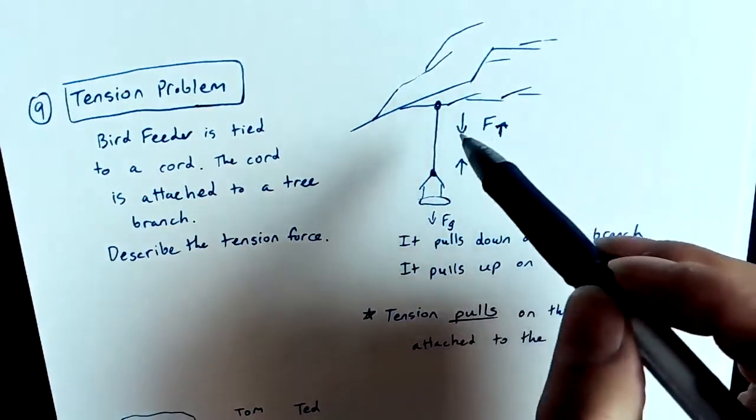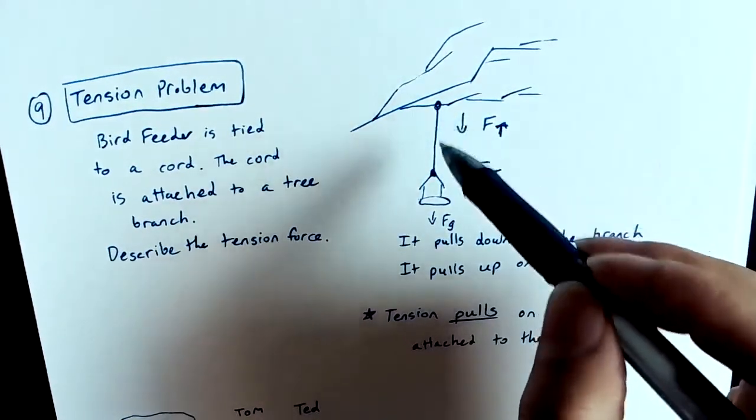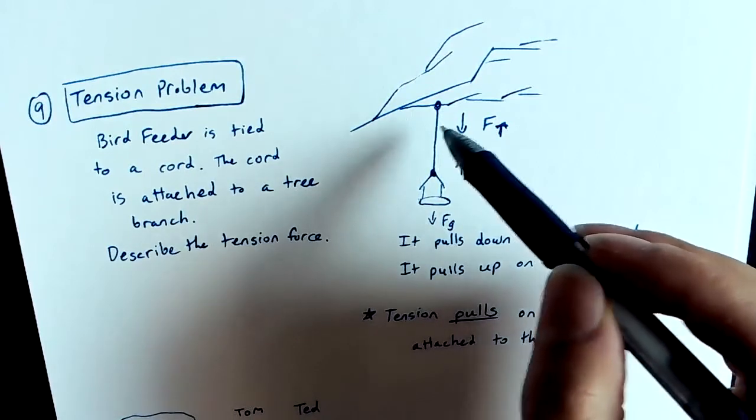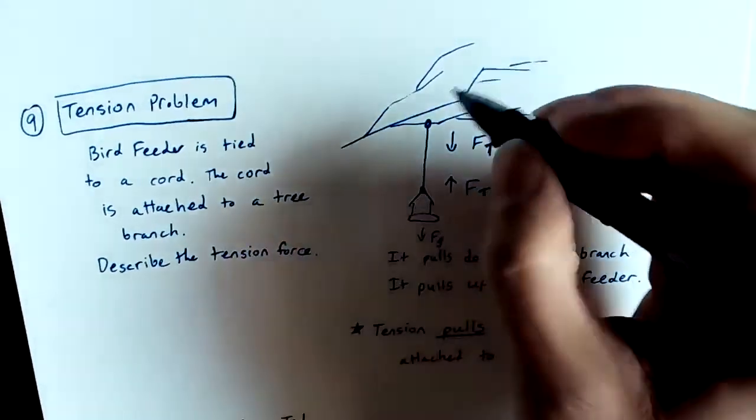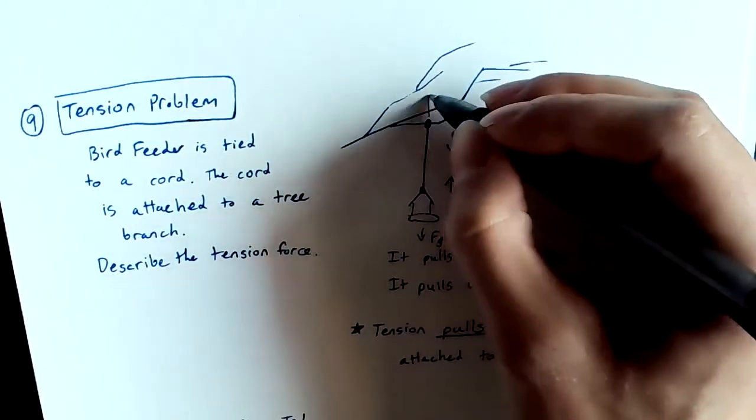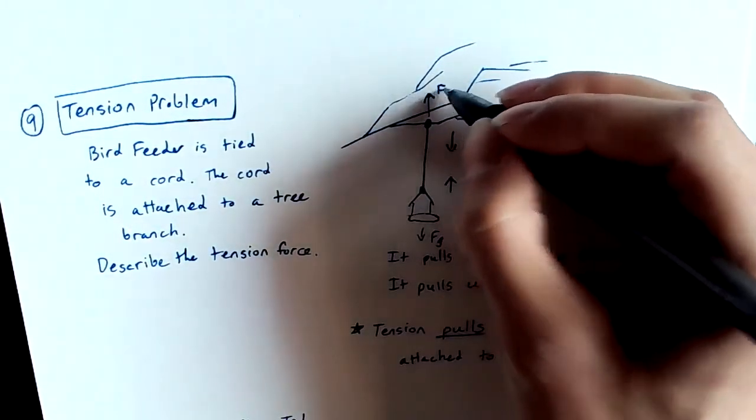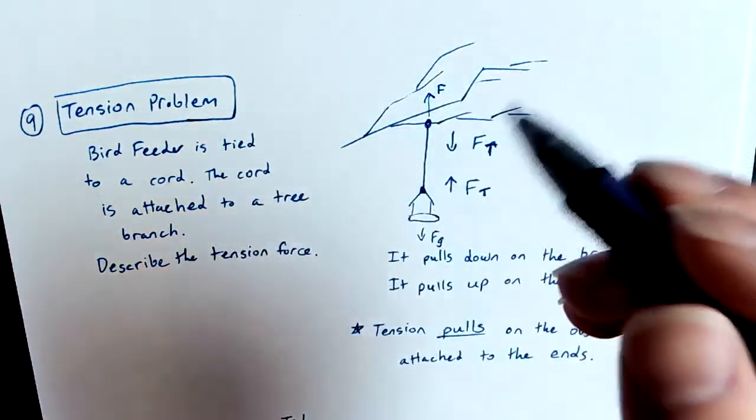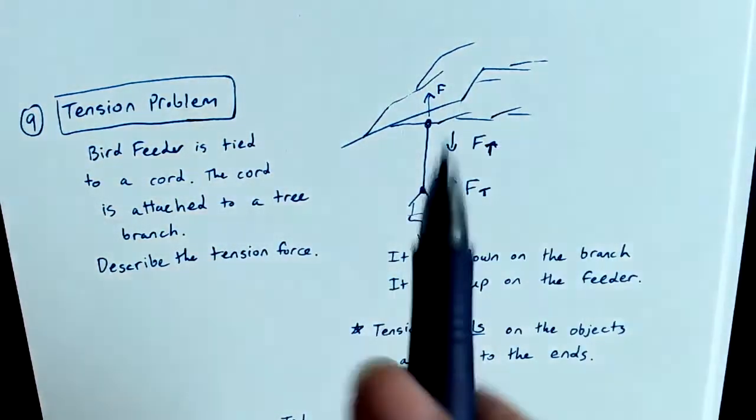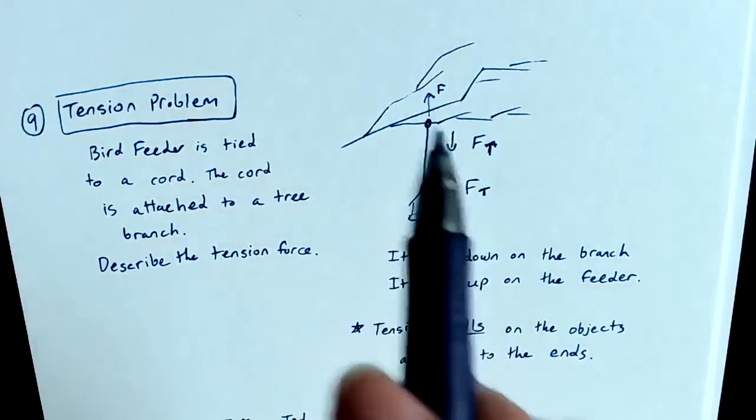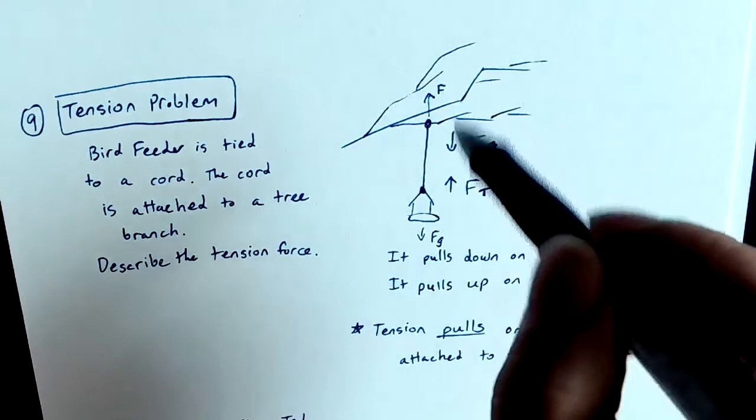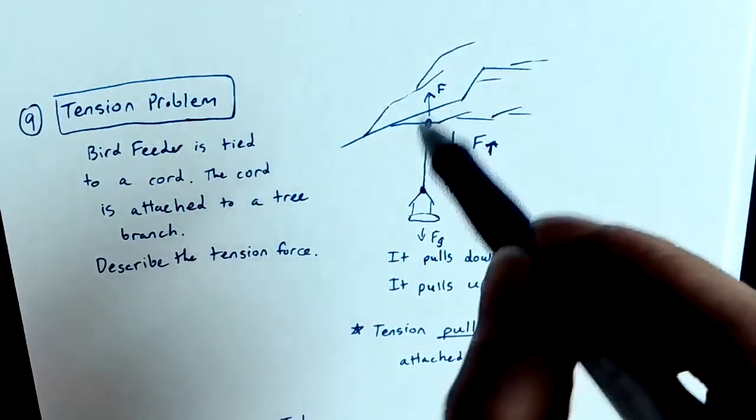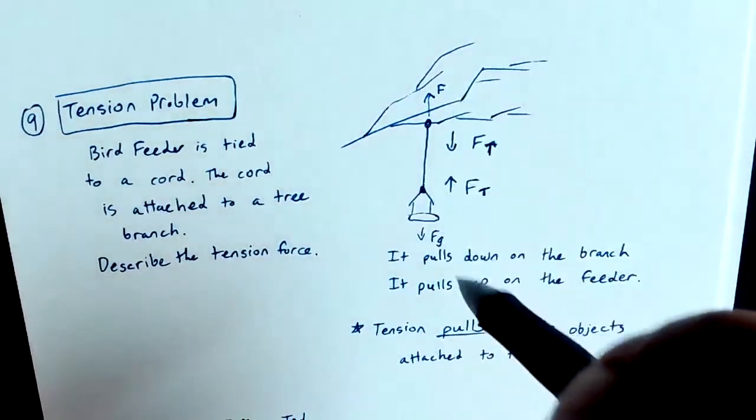Right? This cord is pulling down on the tree, the force due to tension. And then there's another force the tree branch has to exert to keep the branch in place, okay? So think opposite and equal reactions here, right?